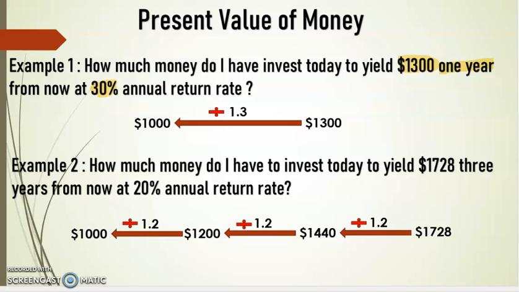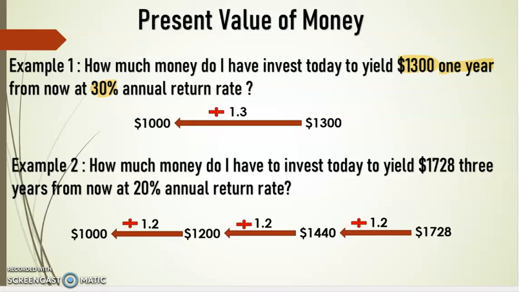So we know what I need. After 1 year, I need 1,300. So take 1,300 and divide by 1.3, then you get $1,000. So today you have to invest $1,000 to get $1,300 in 1 year's time from now.